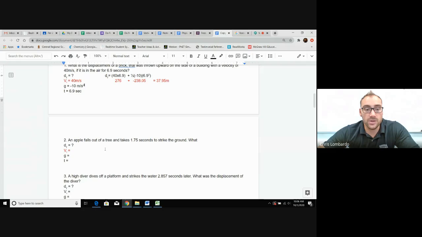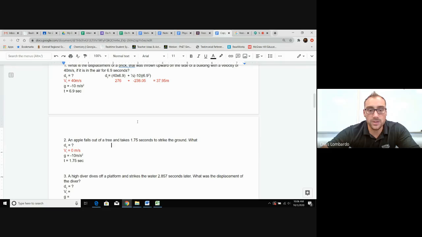Next problem. Okay, an apple falls out of a tree. It takes 1.75 seconds to strike the ground. What? Finish the question, but I wrote, guys, already out for you what you're looking for. You're looking for dy. So let's put in our given variables. They give us a value for initial velocity? No. So it's 0 meters per second. They don't give it to you, it's 0. g is negative 10 meters per second squared. And our time here is this 1.75 seconds.